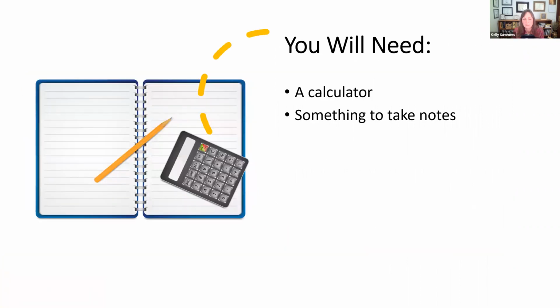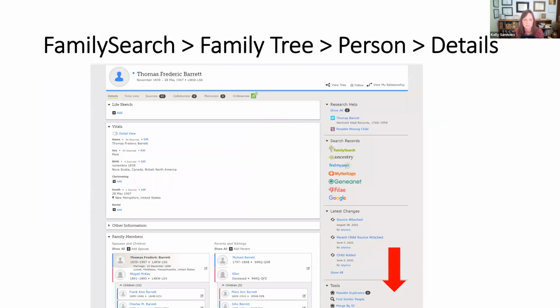Now, in order to conduct this family analysis, you will need a calculator and maybe a notepad to take notes. And I would suggest that you look at a family group record or a family group sheet. You can find this when you go to FamilySearch and the family tree, go to the person that might be the head of the household. So in this case, it's Thomas Frederick Barrett. And then look on the right side of the person page and scroll down.